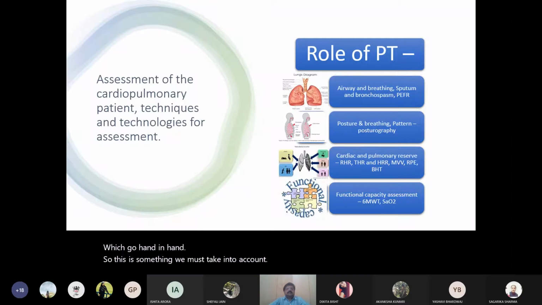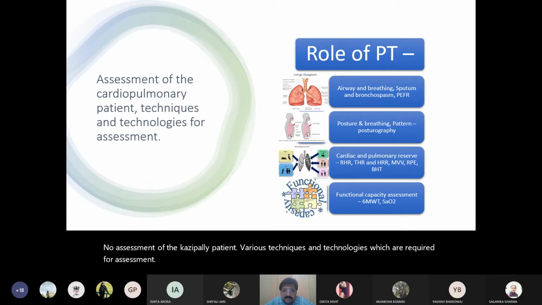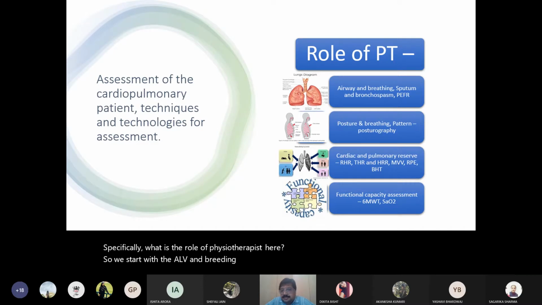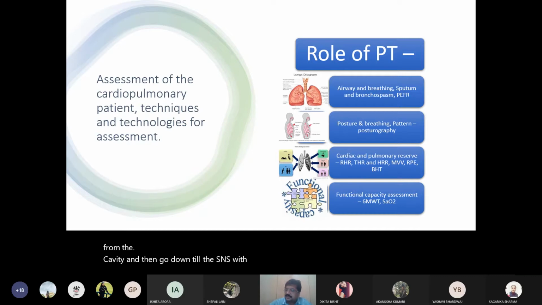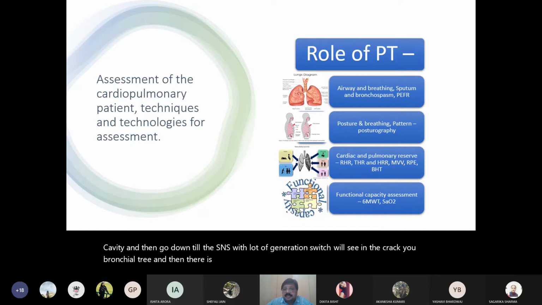Now, assessment of the cardiopulmonary patient, various techniques and technologies which are required for assessment. Specifically, what is the role of the physiotherapist here? So we start with the airway and breathing, sputum and bronchospasm we have to see. Then we have to see the PEFR, peak expiratory flow rate. So here you can see the airways we discussed, starting from the oral cavity and going down till the acinus with a lot of generations which we see in the tracheobronchial tree. And then there is a problem with sputum retention and the bronchospasm which is seen in asthmatic individuals.